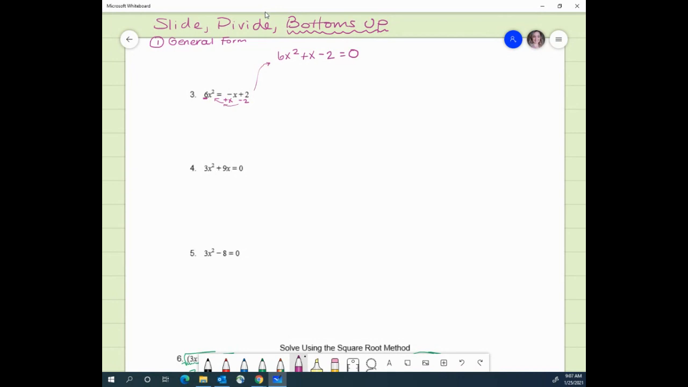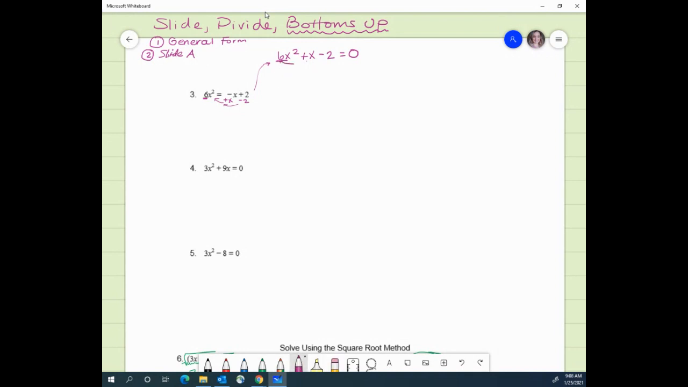Okay, so now I've got a number here that's not 1. I've got something else there. So my next step is to divide by a. So I'm going to divide every single, no, not divide, I'm sorry. I'm getting ahead of myself here. Not divide. The first step is slide. Slide A, not divide. Slide A. There we go. That looks better.